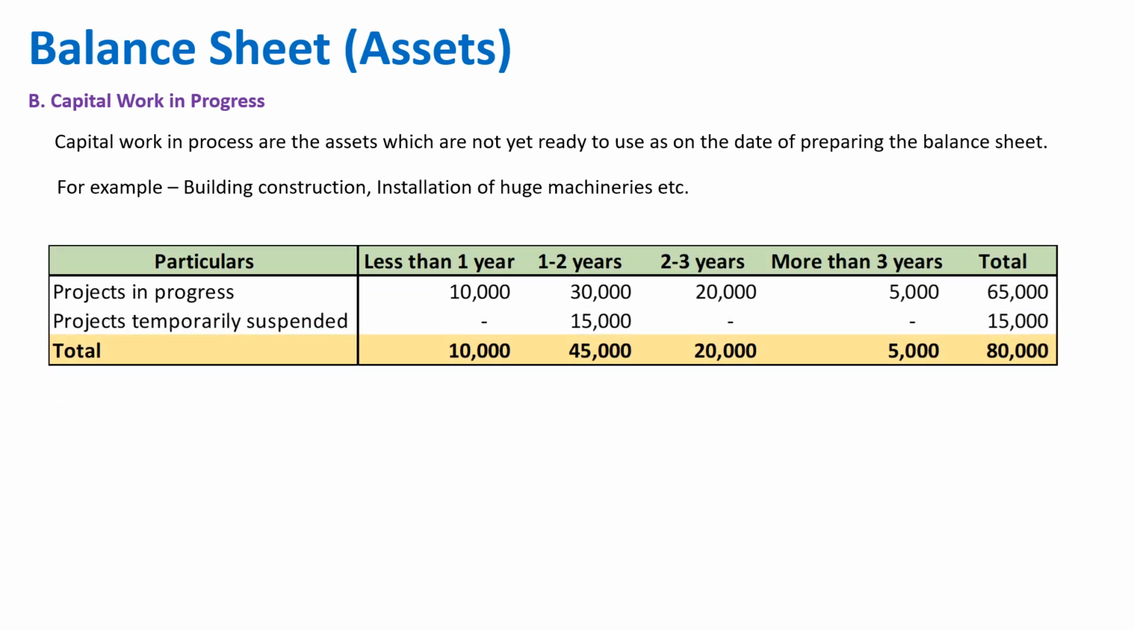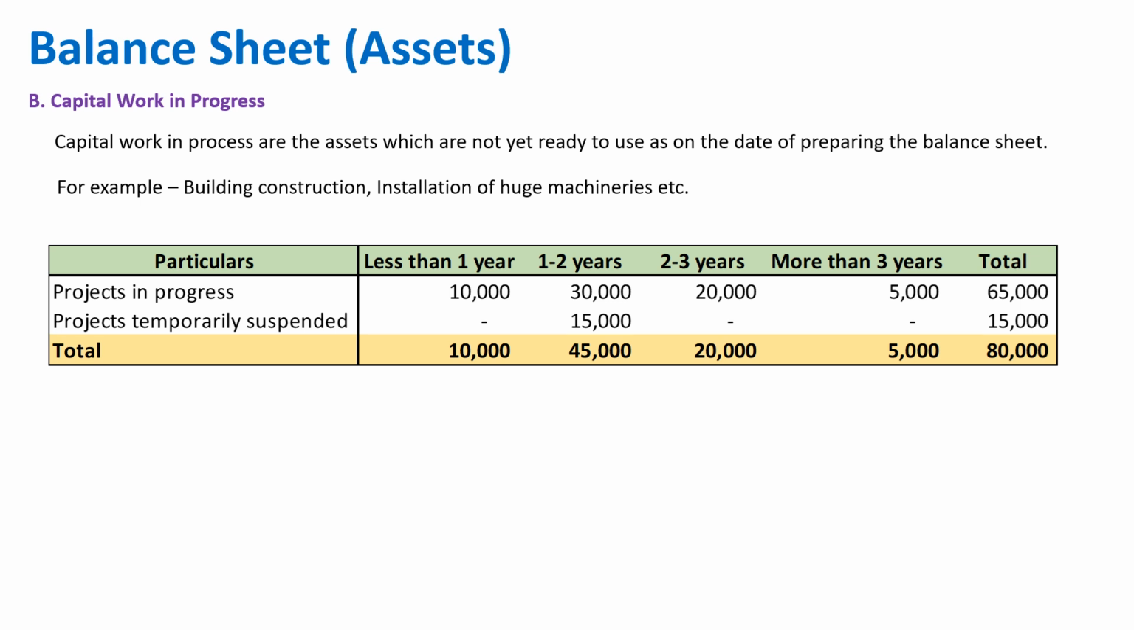So what is the template or format you need to report? You can see this standard template as per the Companies Act requirement, which you have to prepare and report. On the left side you will have projects in progress and projects temporarily suspended, and then you give the aging of the work in progress: less than 1 year, 1 to 2 years, 2 to 3 years, more than 3 years, and the total. As an example, I've given projects in progress of 10,000, 30,000, 20,000, 3,000, and the total is 65,000 rupees. Now for projects temporarily suspended, like 1 to 2 years, I've given a number here, 15,000 rupees.